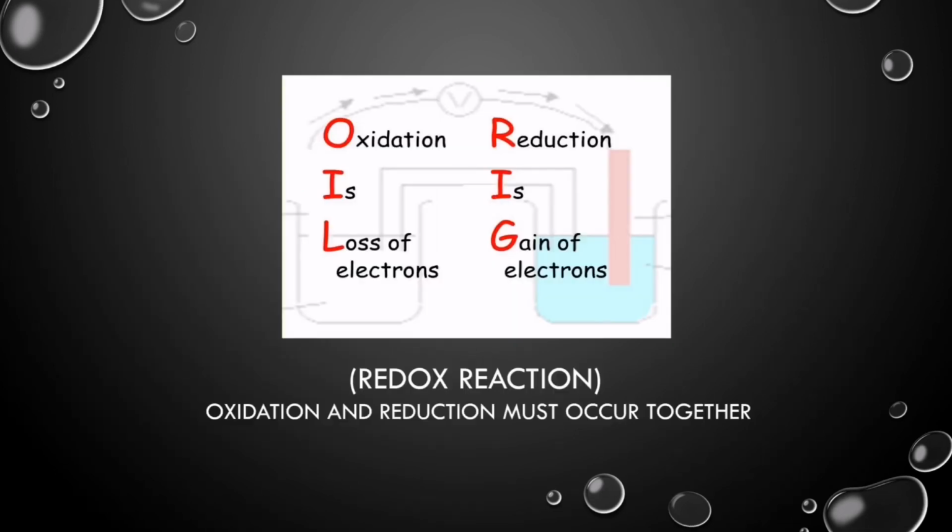I have explained to you the process of oxidation and reduction in electrolysis. OIL RIG. This is an easy way for you to memorize the oxidation and reduction process that occurs in electrolysis. Based on the picture, OIL: oxidation is loss of electrons, and RIG: reduction is gain of electrons.